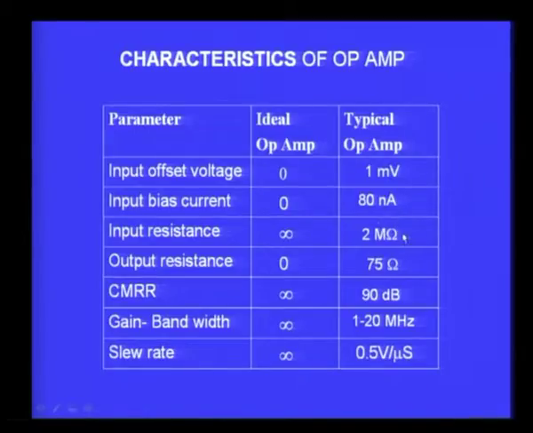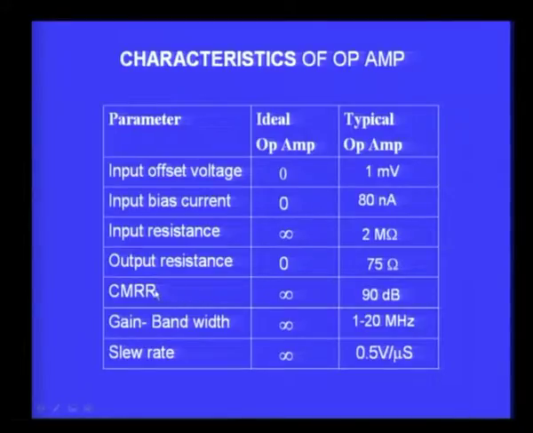Now, output resistance, if you look at it, has to be 0, because the output of a good voltage amplifier should be almost like an ideal voltage source. But if you look at the typical situation corresponding to the 741, it is 75 ohms, which is rather low, it is very low. So, it is not 0, but still it is a very small value of the order of 75 to 100 ohms.